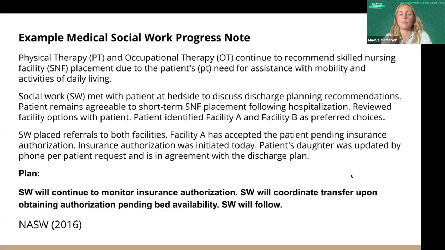Authorization was initiated today. Patient's daughter was updated. So you're also putting in there that you want people, any discipline, to be able to go in, read this note, and know where you are in the discharge planning. That is the goal of this medical note. And then you're just letting them know you'll continue to monitor insurance authorization and what you're going to do after you do get that.